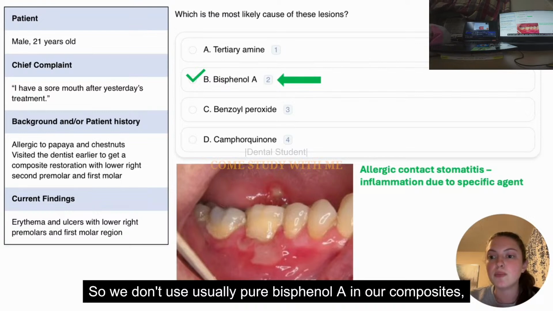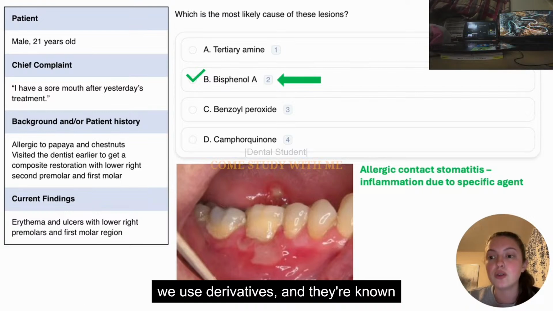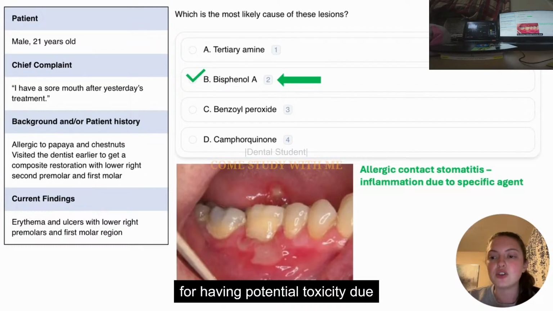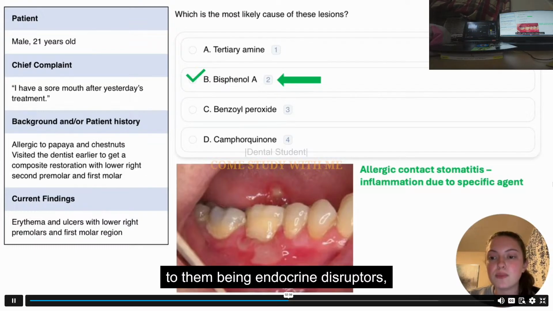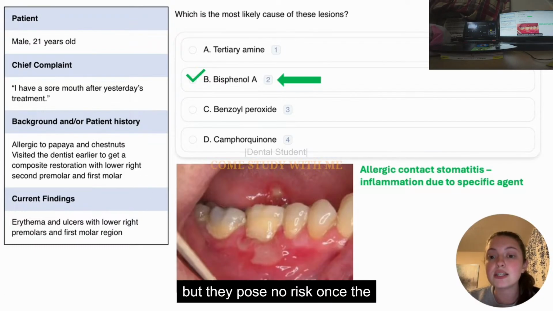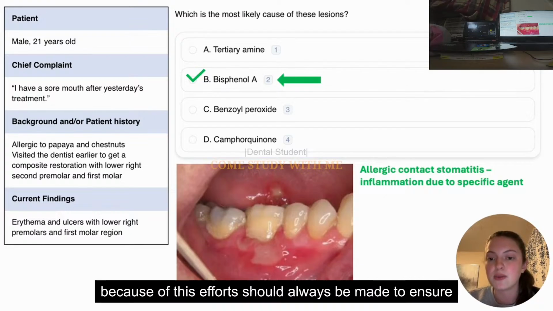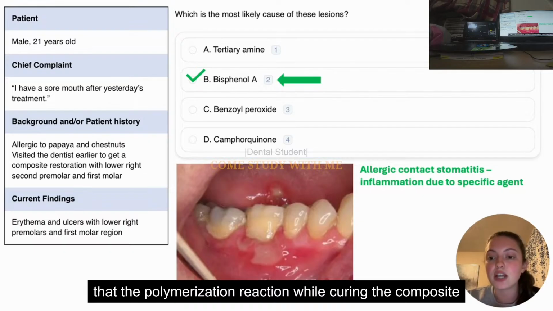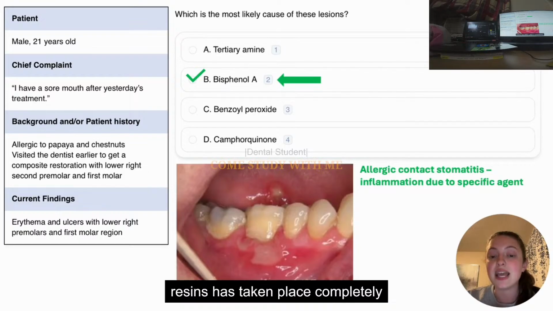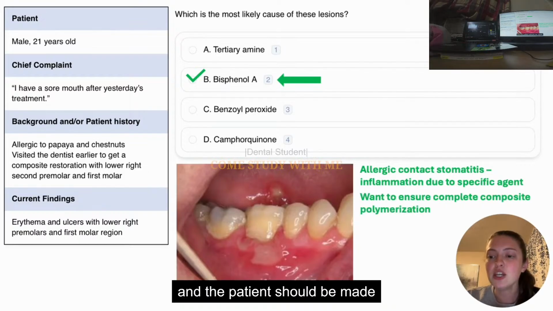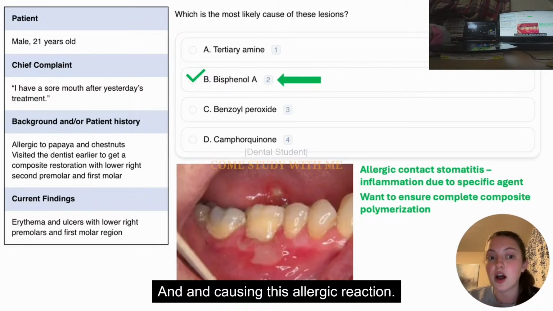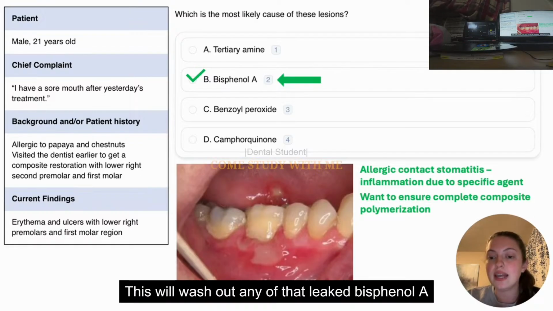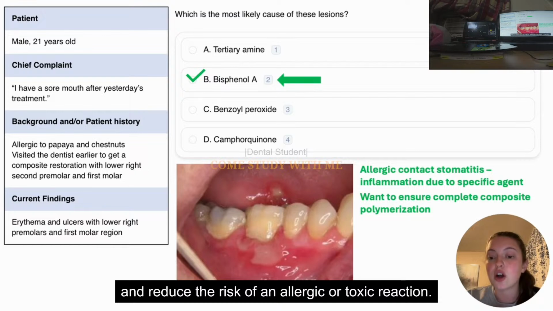So we don't usually use pure bisphenol A in our composites, we use derivatives, and they're known for having potential toxicity due to them being endocrine disruptors, but they pose no risk once the composite is fully polymerized. So once again, you need it to be fully polymerized. Because of this, efforts should always be made to ensure that the polymerization reaction while curing the composite resins has taken place completely. And the patient should be made to rinse their mouth with water once the material sets. You don't want this sitting on the gingiva and causing this allergic reaction. This will wash out any of that leak and reduce the risk of an allergic or toxic reaction.